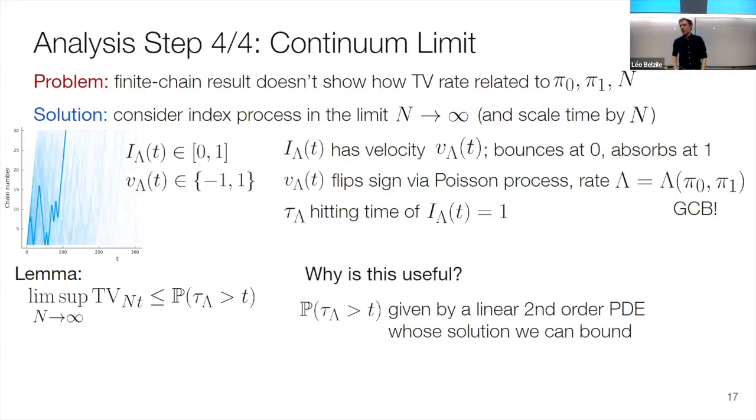Why do I want to do this continuum limit? As it turns out, we can analyze this tail probability, and I have some slides afterwards that I can show you if you're interested, where that tail is given by the solution to a linear second order PDE. And the solution of that PDE we can bound. That's indeed how we do this analysis. It's not obvious from this slide how that's the case, but it's a couple pages of technical detail. So you'll have to suspend your disbelief for now, I suppose.